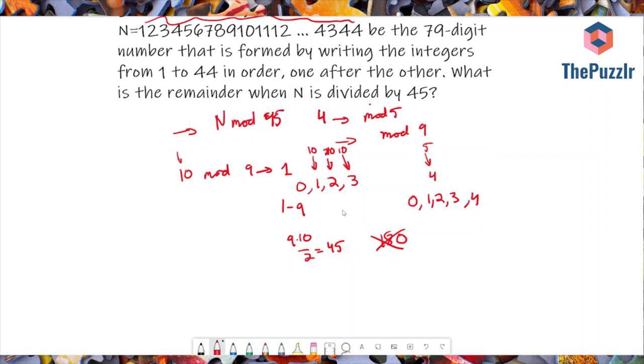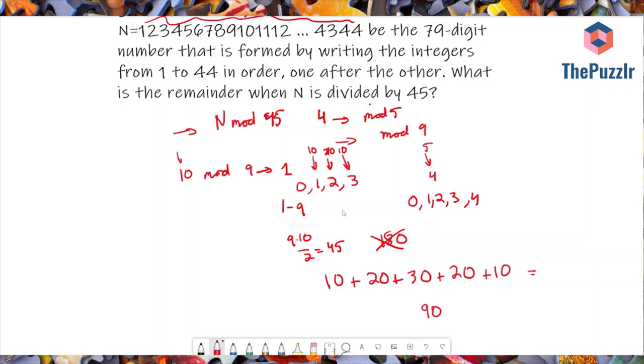Okay, so how many 1s are there? There's 10 1s, and their sum is 10. Then 10 2s, so 20, plus 10 3s, which gives us 30. And then plus how many 5s are there? There's 5 5s, so that gives us 20. And then what else do we have? We have 0, 1, 2, 3, and 4. So that gives us another 10. So 30 plus 20 plus 20, 70, plus 10 plus 10 gives us 90.